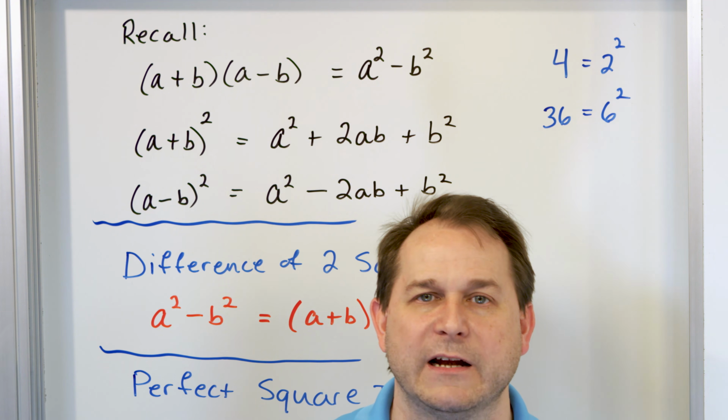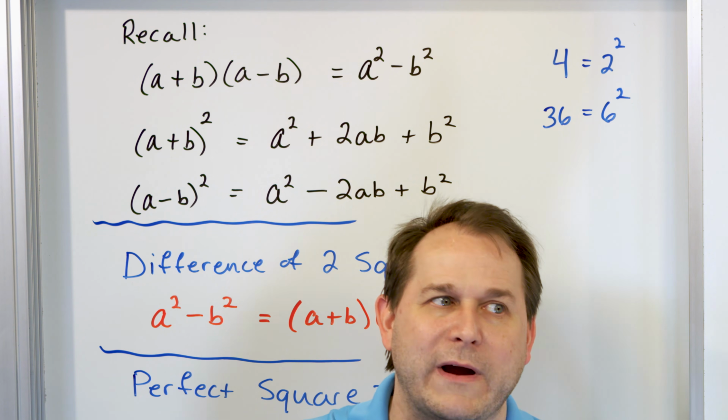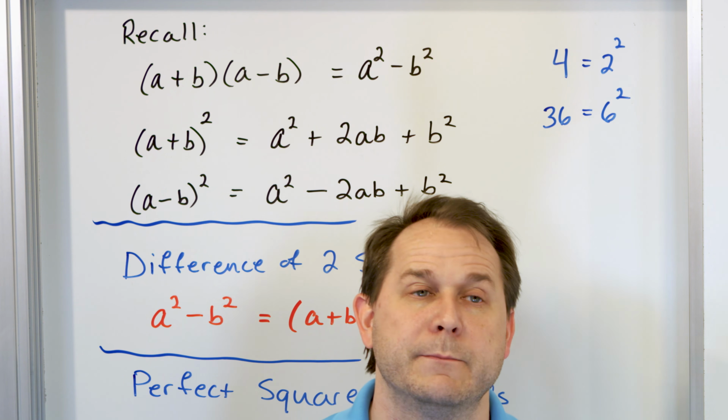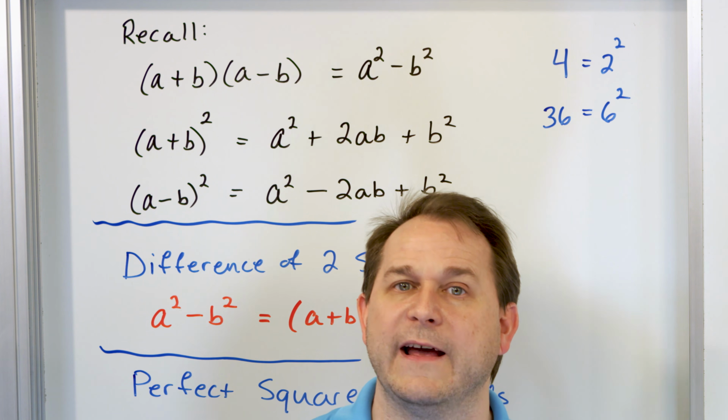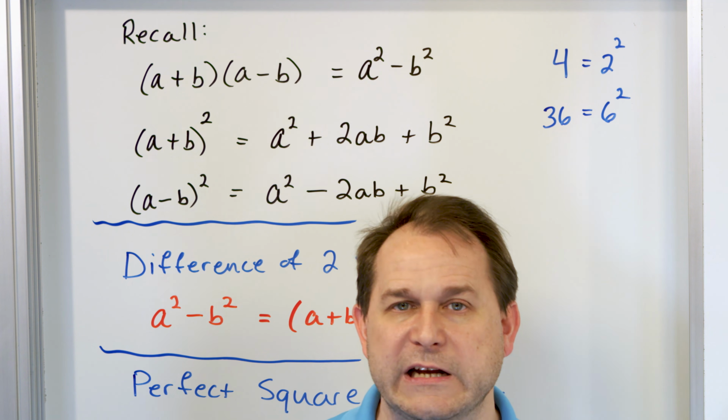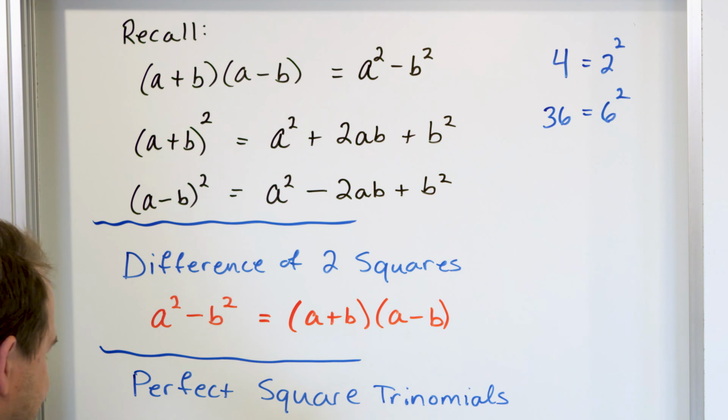I mean, 5 is not a perfect square. I can't take a number and raise it to the second power and get 5. But I can take 49, and that's a perfect square. Why? Because 7 squared, 7 times 7, is 49. It's a little bit of a perfect case, a special case.